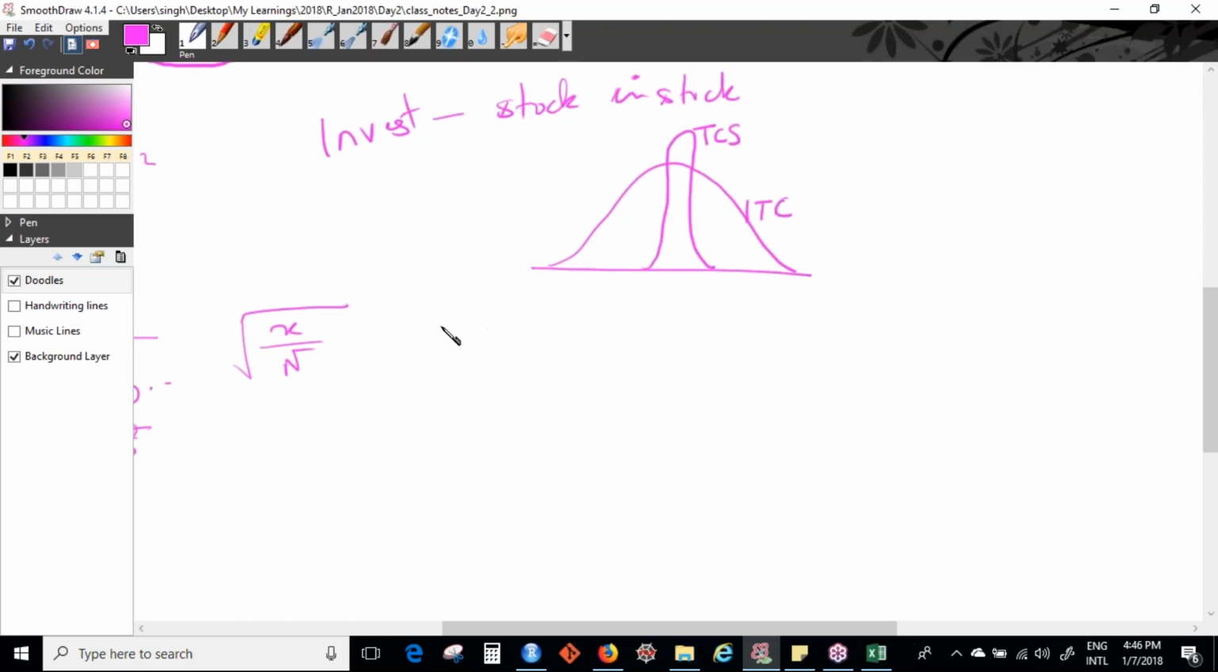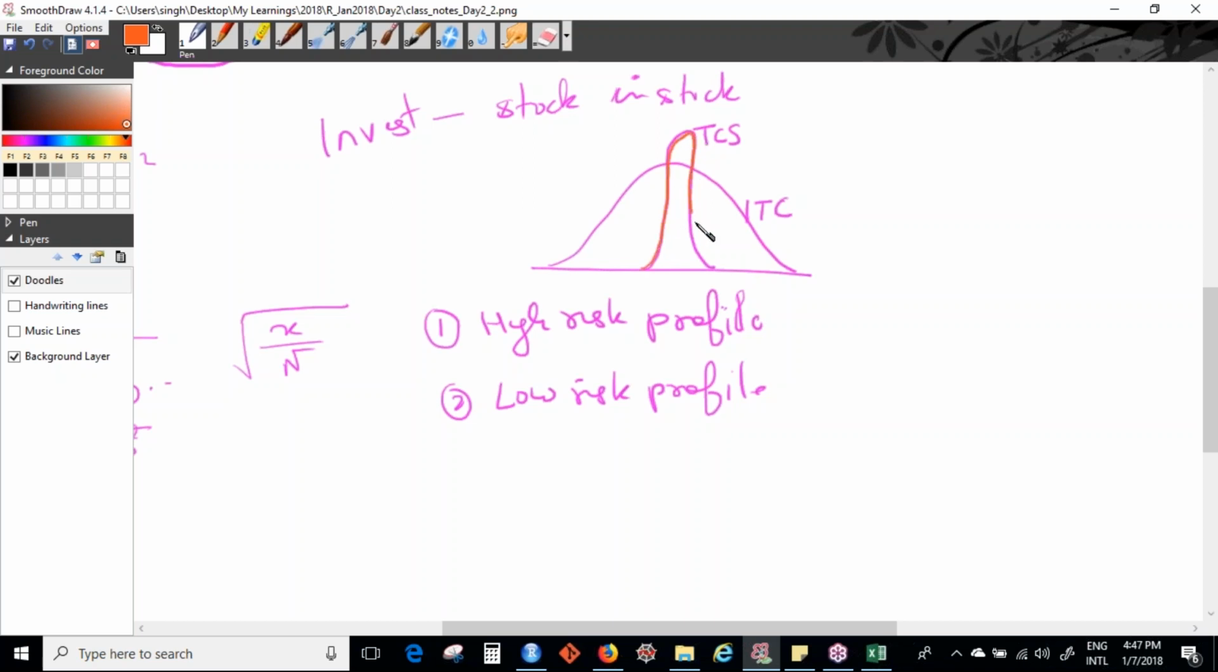So which stock will a person prefer if he has a high risk profile? And if he has a low risk profile? High risk profile means he is ready to take high risk to earn a good amount. Low risk profile means he is not ready to take a high risk. So which stocks will they prefer? Who will prefer TCS and who will prefer ITC? And this variable is, by the way, the price of the stock.